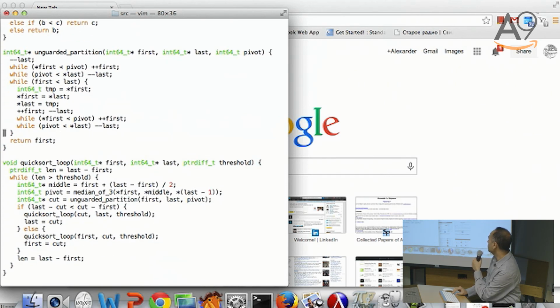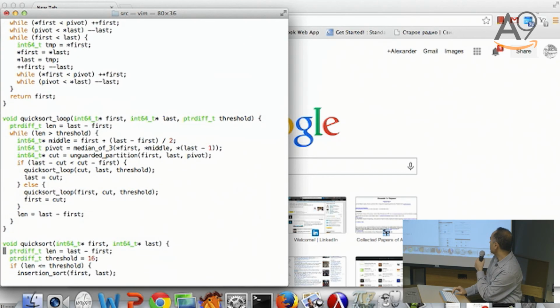Here's the unguarded partition algorithm, which takes a pivot and starts from both ends, finds elements that are in the wrong positions and swaps them. So that's your unguarded partition. Next is the main quicksort loop, which finds the middle, finds the pivot by calling median of 3, and then calls unguarded partition on both sides.